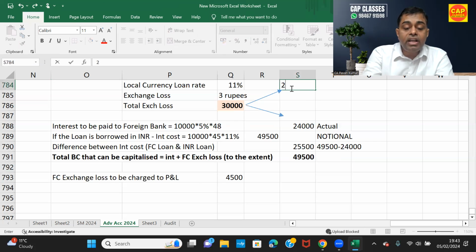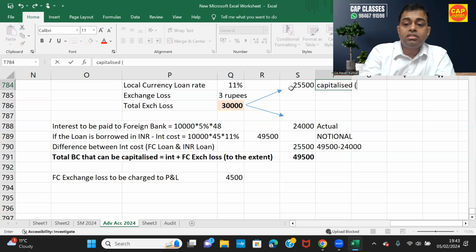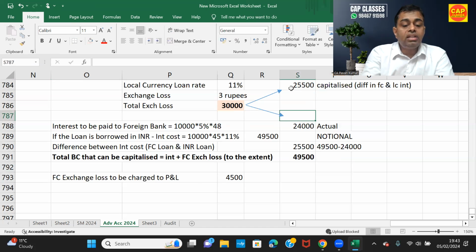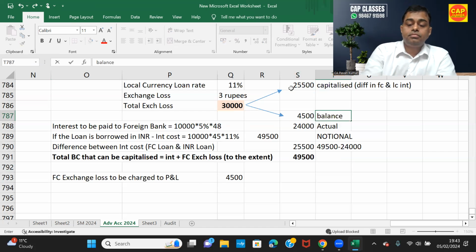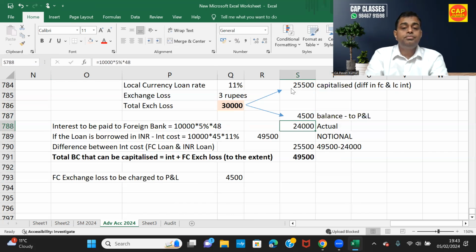So 25,500 is capitalized because of a reason: capitalized to the extent of the difference in foreign currency and local currency interest. Balance 4,500 to P&L. That's all, ladies and gentlemen.